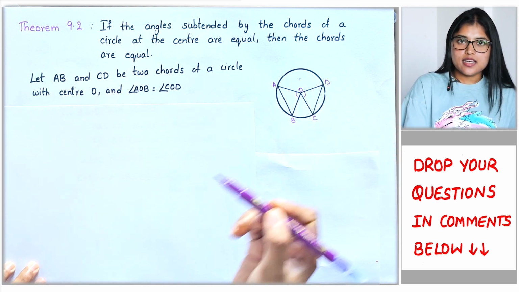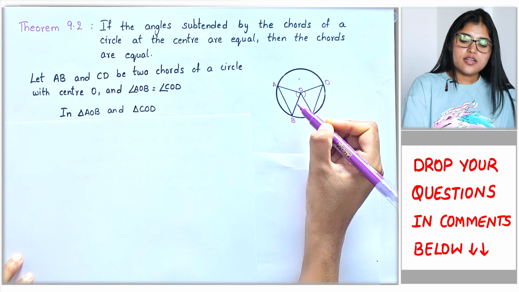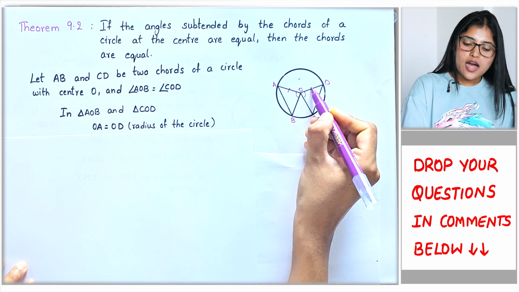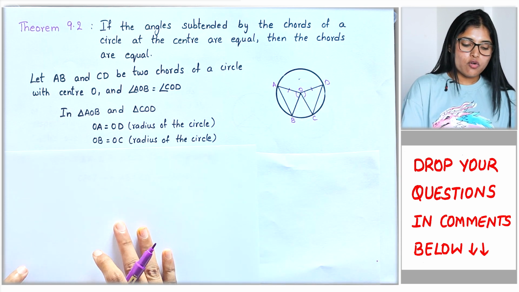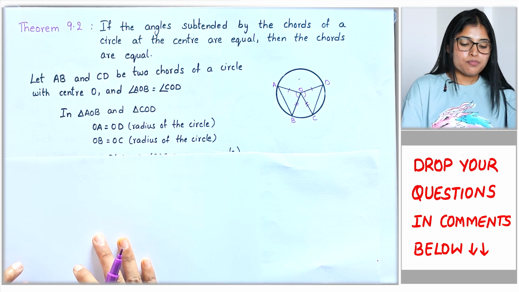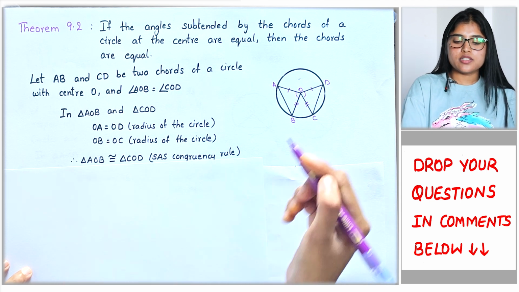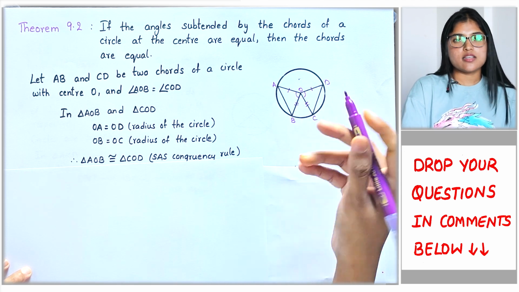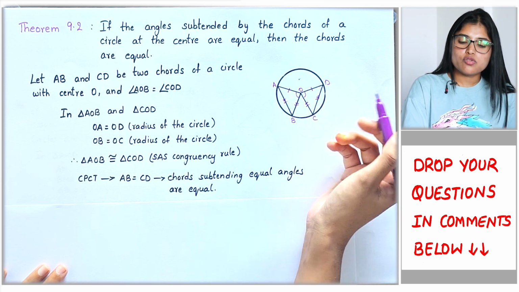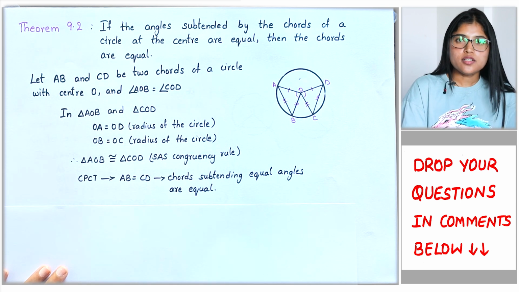So AB and CD are two chords and angle AOB equals angle COD, we know that. Now if I consider the triangle AOB and triangle COD, I know that OA and OD are equal because they are the radius, and I also know that OB and OC are also equal because they are also the radius of the circle. Now I can say that AOB and COD are congruent from the SAS congruency rule because this is the included angle and these are the two sides. Here from CPCT, I can say that AB and CD are also equal, which means chords subtending equal angles are equal, and we have proved the converse of the first theorem.